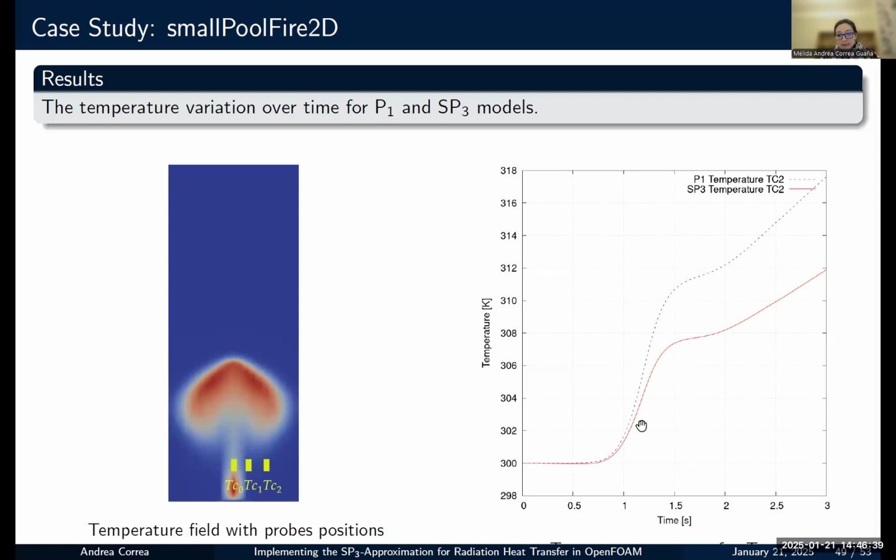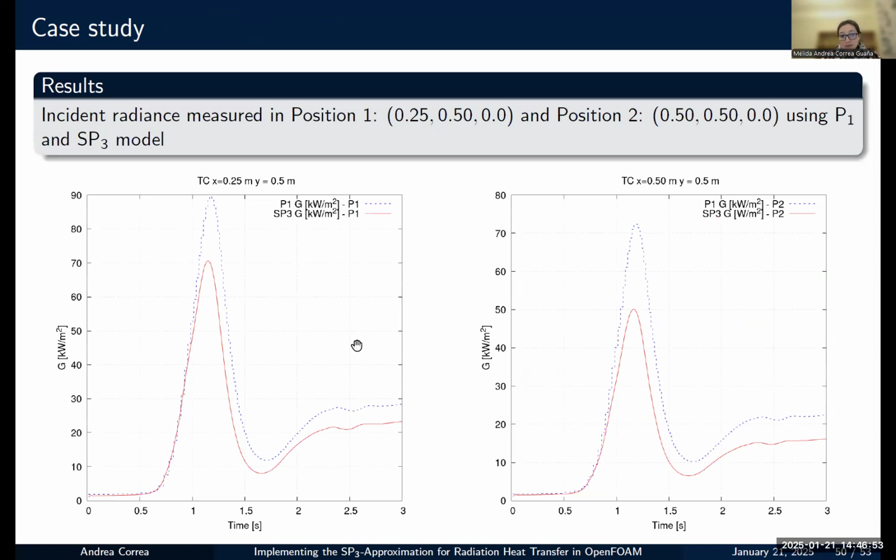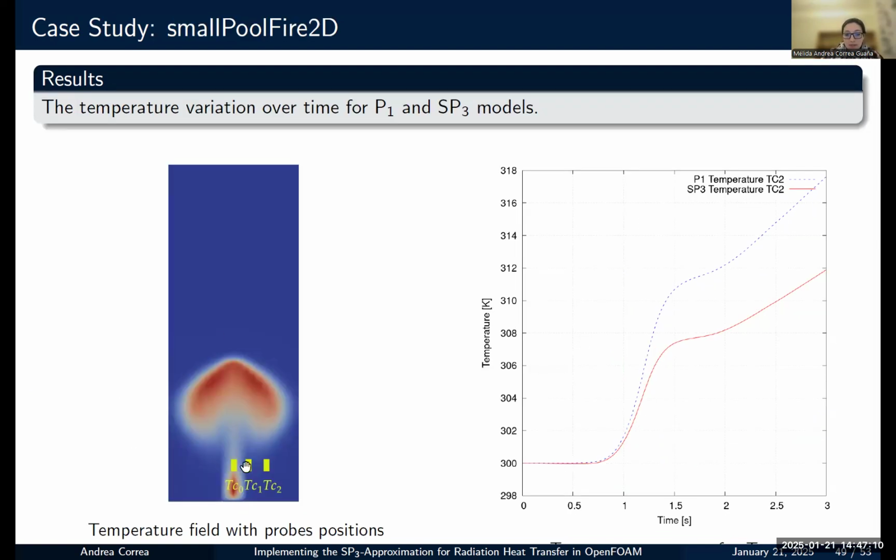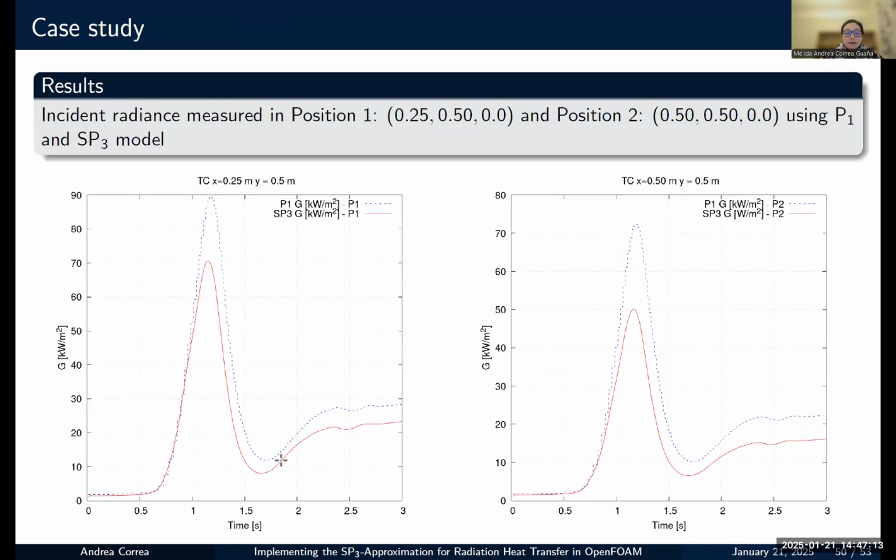So it's possible to see that not all radiation necessarily reaches one point. It depends on the direction in which this radiation is dispersed or scattered. Here I can show you the other two results. These results show the incident radiation measured at two points. It's important to see again that the blue line shows the behavior of the P1 approximation, and the red, of course, is the SP3 model.